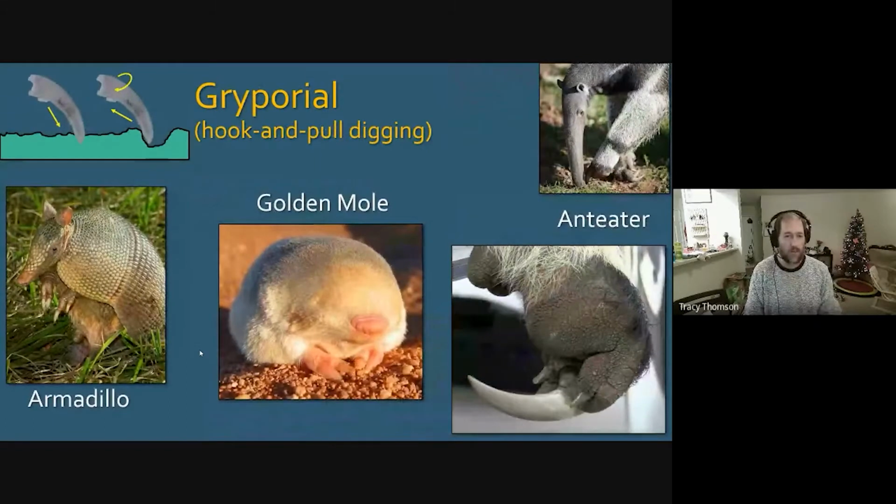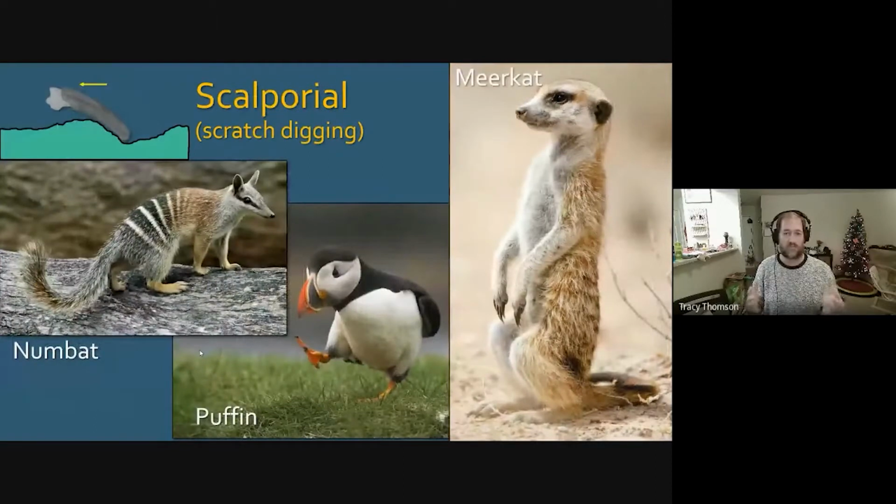There are griporial claws. This is a hook and pull style digging. Many armadillos and anteaters use it this way. They insert their claw into the substrate and then use a rotational motion to loosen the substrate and dig that out. So there's an insertion and a rotation motion involved with this function. This is different from scalporial, which is scratch digging. This is just a front and back motion. You can think of meerkats when they're digging in the soil.